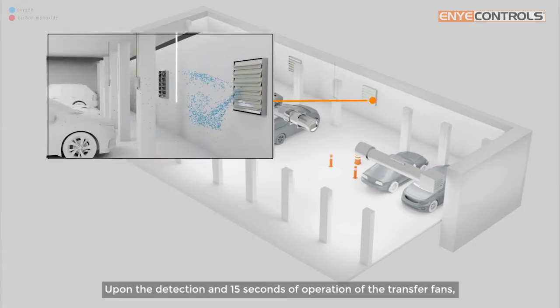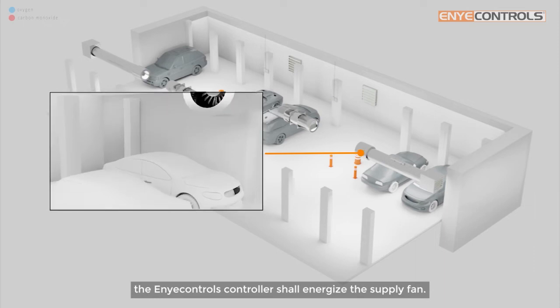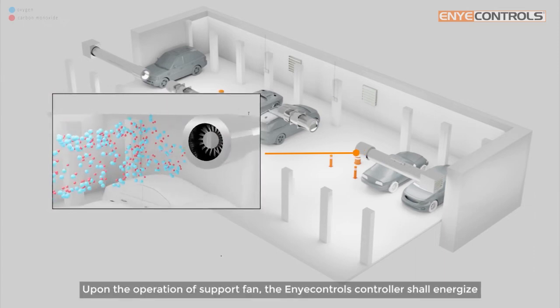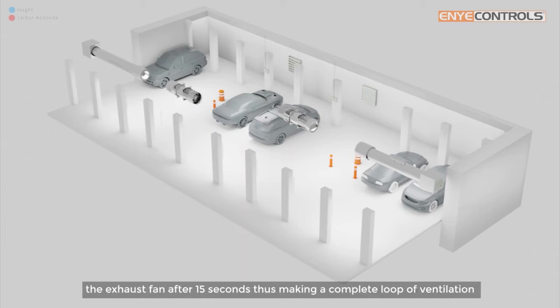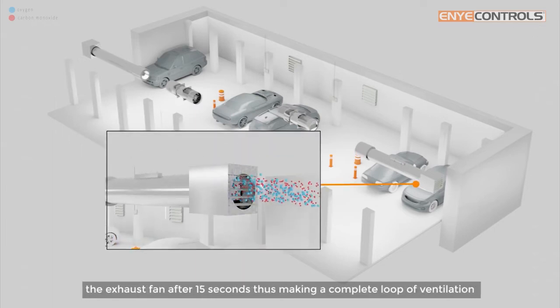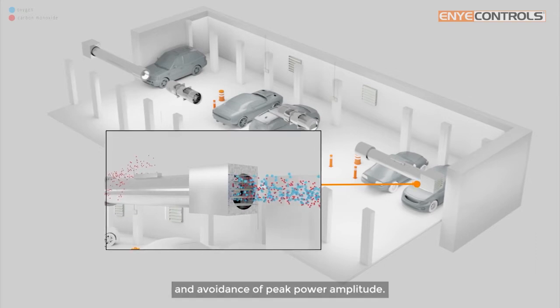Upon the detection and 15 seconds of operation of the transfer fans, the Enyecontrols controller shall energize the supply fan. Upon the operation of the supply fan, the Enyecontrols controller shall energize the exhaust fan after 15 seconds, thus making a complete loop of ventilation and avoidance of peak power amplitude.